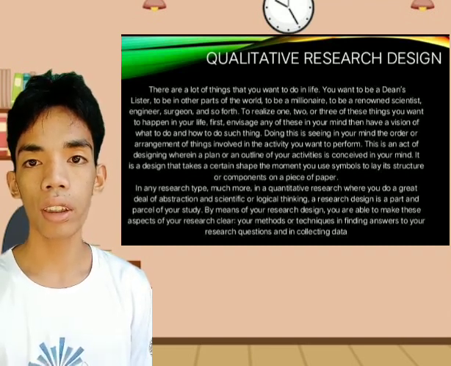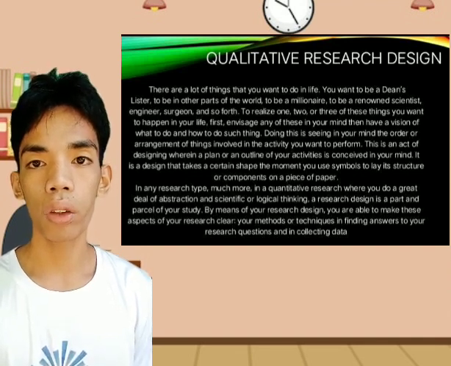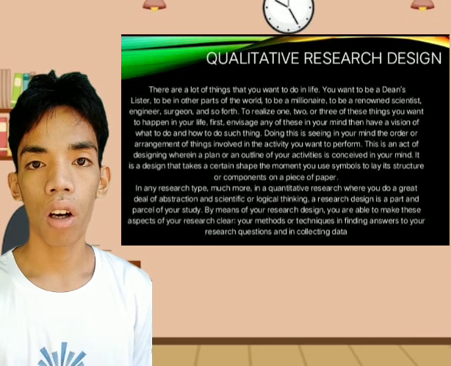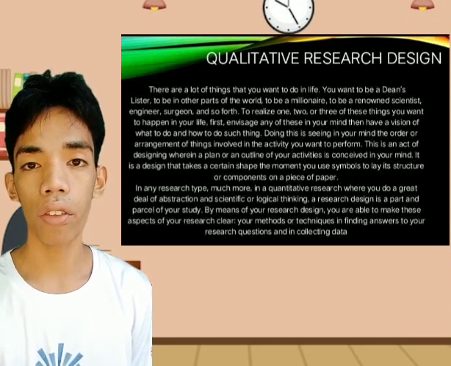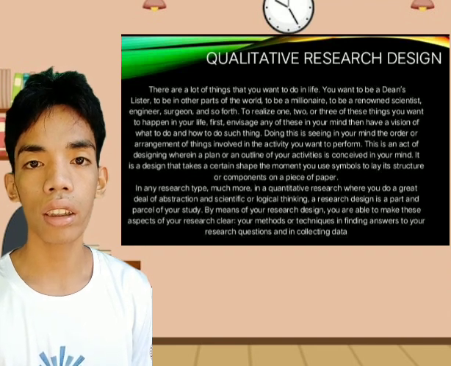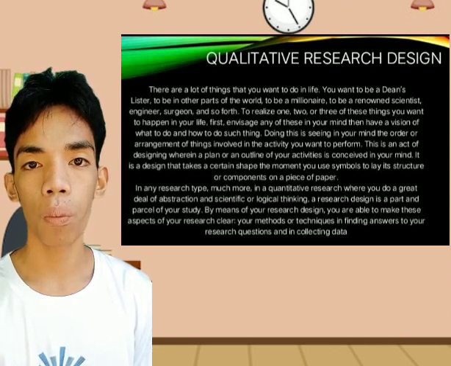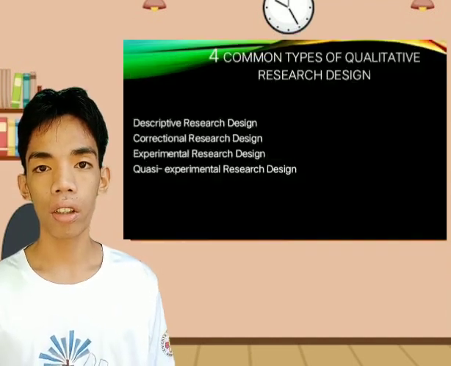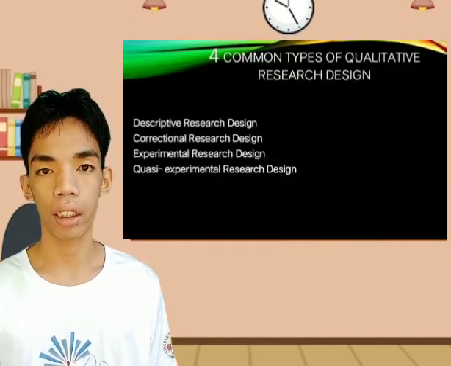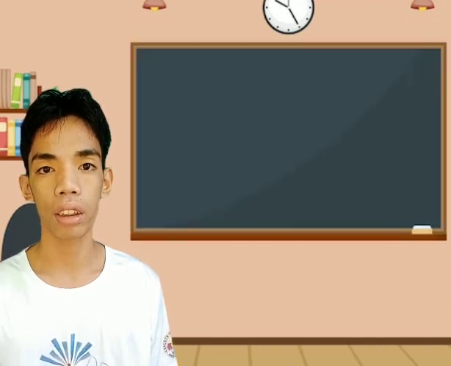In any type of research, much more in quantitative research, where you do a great deal of abstraction and scientific or logical thinking, a research design is a part of your study, by means of which you are able to make this. There are three common quantitative research designs: the descriptive, correlational, and experimental research.